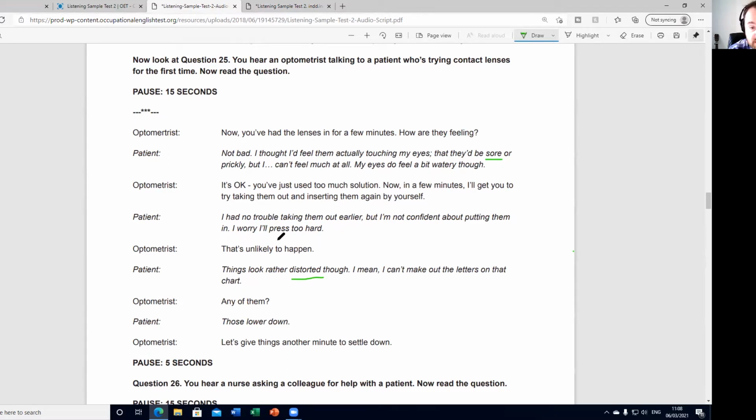And option C was how to remove the lenses. He says he's not confident about putting them in, and he had no trouble taking them out. So this part shows us that C is not the correct answer, and this part here really is the key that shows us that the correct answer in this case was A. Okay, so now let's go on and look at the next question.